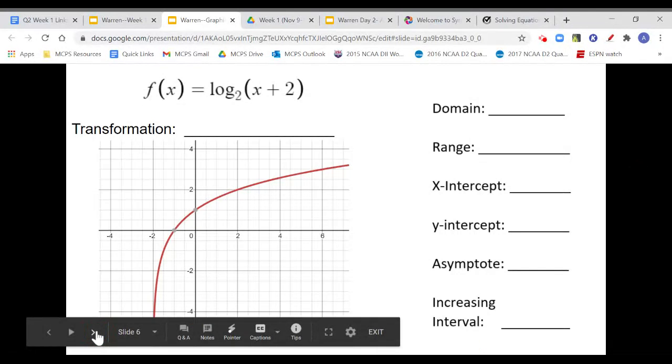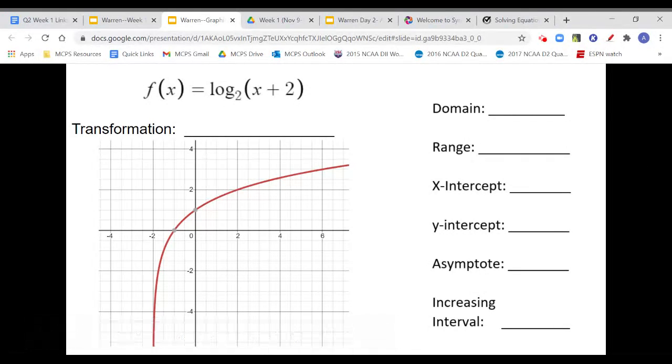Okay, so here I'm looking at my first transformation. This is a transformation of a function with a log base 2. As I said before, the different bases aren't going to change the function a whole lot. It's going to have the same general shape. It would have the same features. The only difference is basically the steepness.